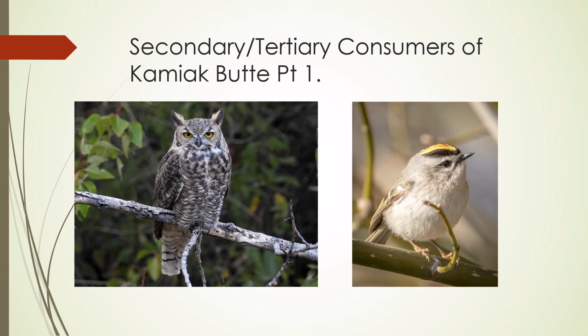Birds can be one example of secondary or tertiary consumers. These birds come in two main types in the Palouse. The first type are the smaller non-raptors. These include species like the gold-crowned kinglet. Gold-crowned kinglets are a tiny songbird that can be spotted at Kamiak Butte flying quickly from branch to branch. Their diet consists mainly of insects.